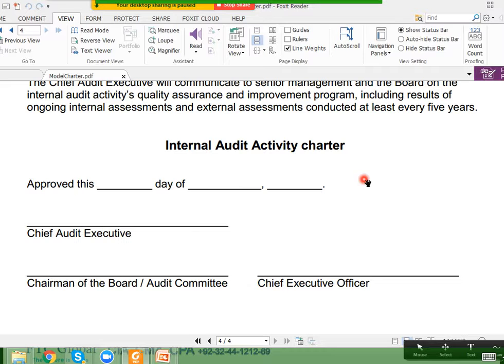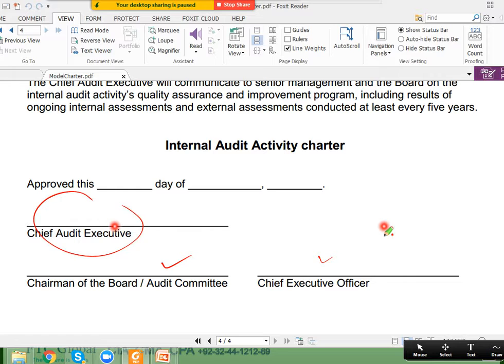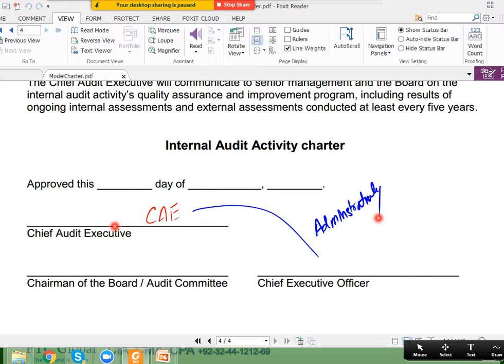Once this charter is drawn up, approved this day, and remember, it is signed by the chief audit executive and approved by the chairman and chief executive officer. Now this is very important for you to understand. In the previous lectures I told you that the chief audit executive, the head of the internal audit department, the director of internal auditing, has dual responsibilities. It reports administratively, don't forget that, to the chief executive officer, and the chief audit executive reports functionally, we will read about that in the coming lectures, to the audit committee of the board of directors or the chairman of the board. It means the chief audit executive has dual responsibilities, dual reporting lines.